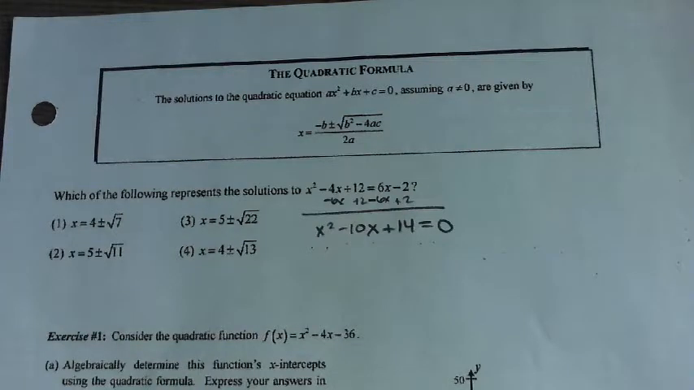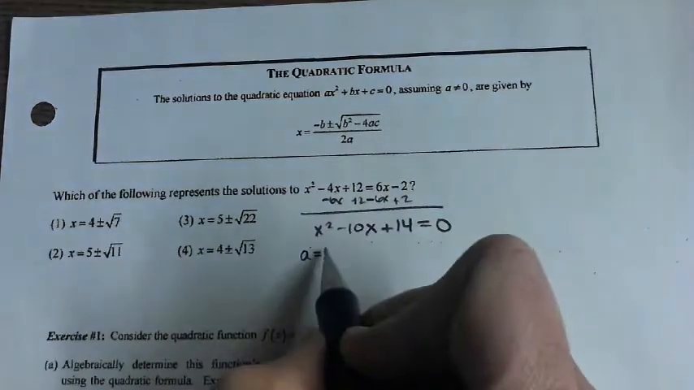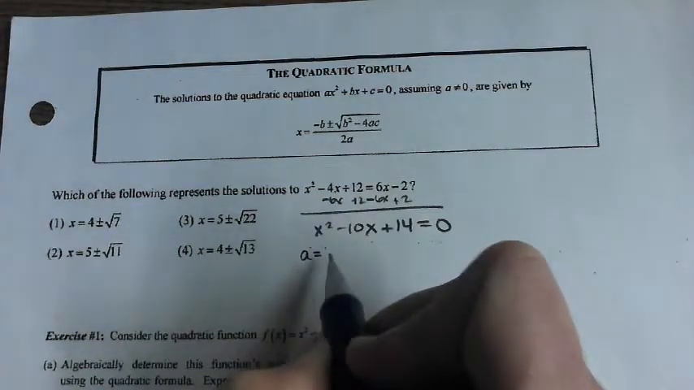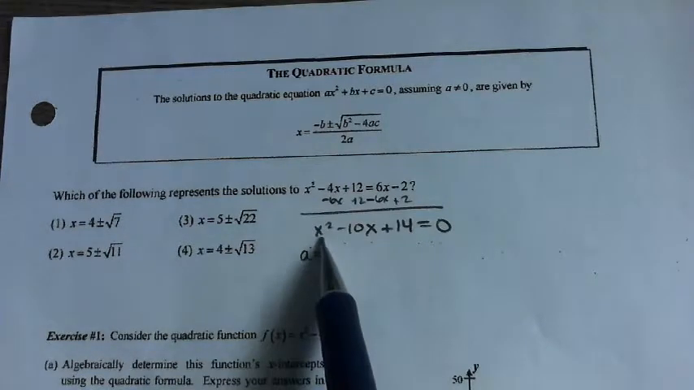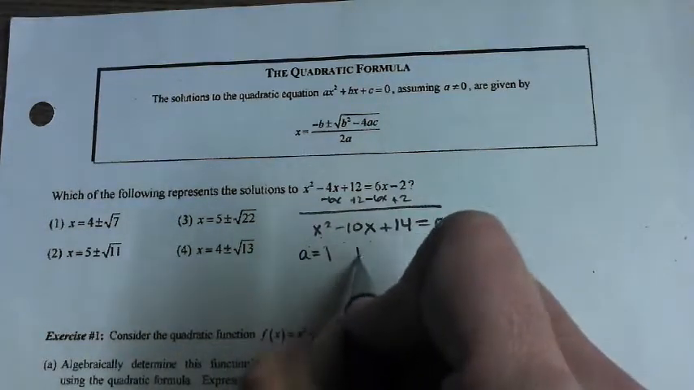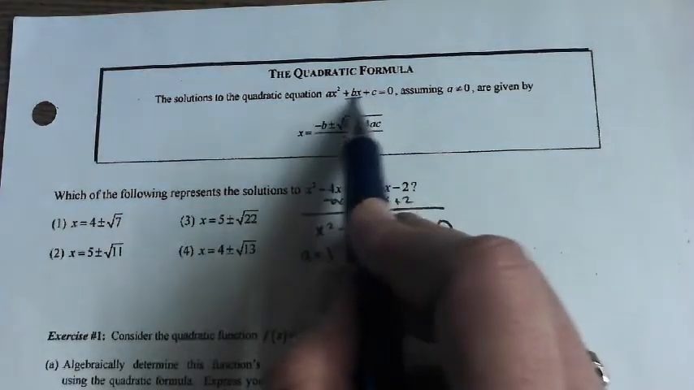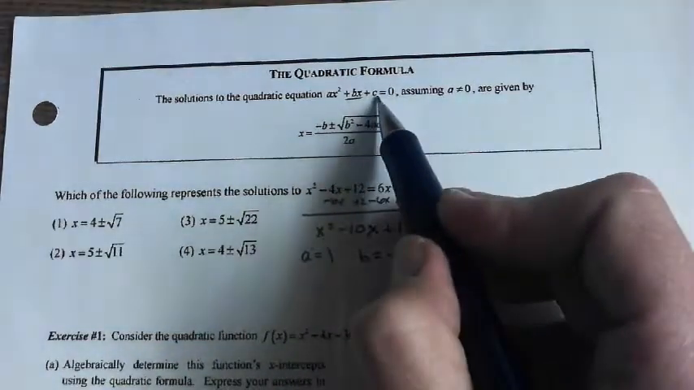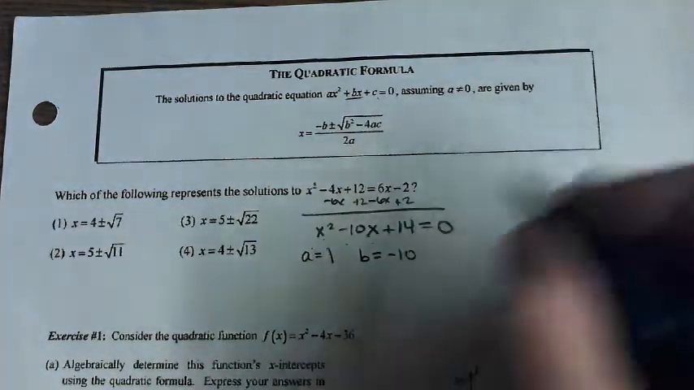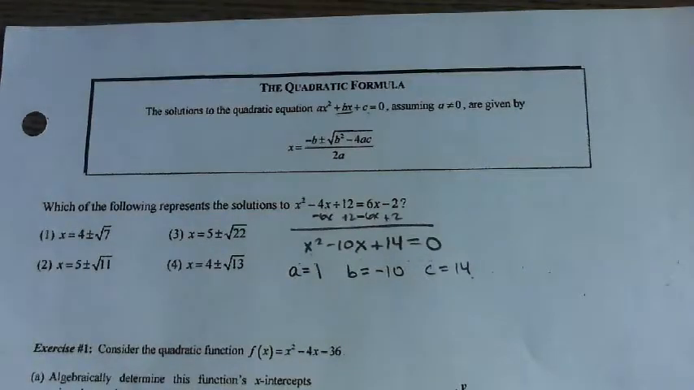So, A is what, Alexa? Nope. A is always in front of your x squared. So what's the coefficient of my x squared? 1. B is what, Angie? B is always the coefficient of x, negative 10. And C is always your constant, which is what, Morgan? 14.